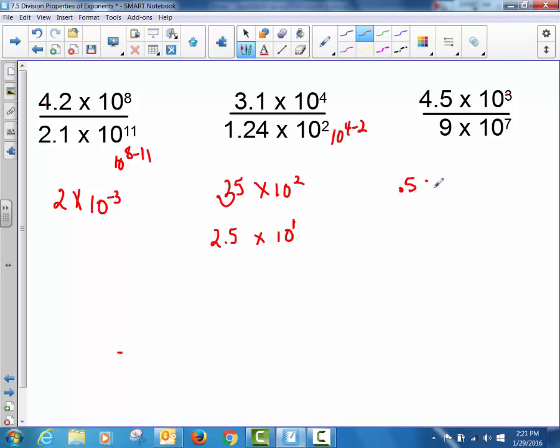0.5 times 10. This is 3 minus 7. So 10 to the 3 minus 7. So that's 10 to the negative 4. So we make this big number bigger because it's got to be between 1 and 10. That means that we make this number 1 smaller, so it's going to be negative 5. I hope that you got that. I'm sure that you probably did.